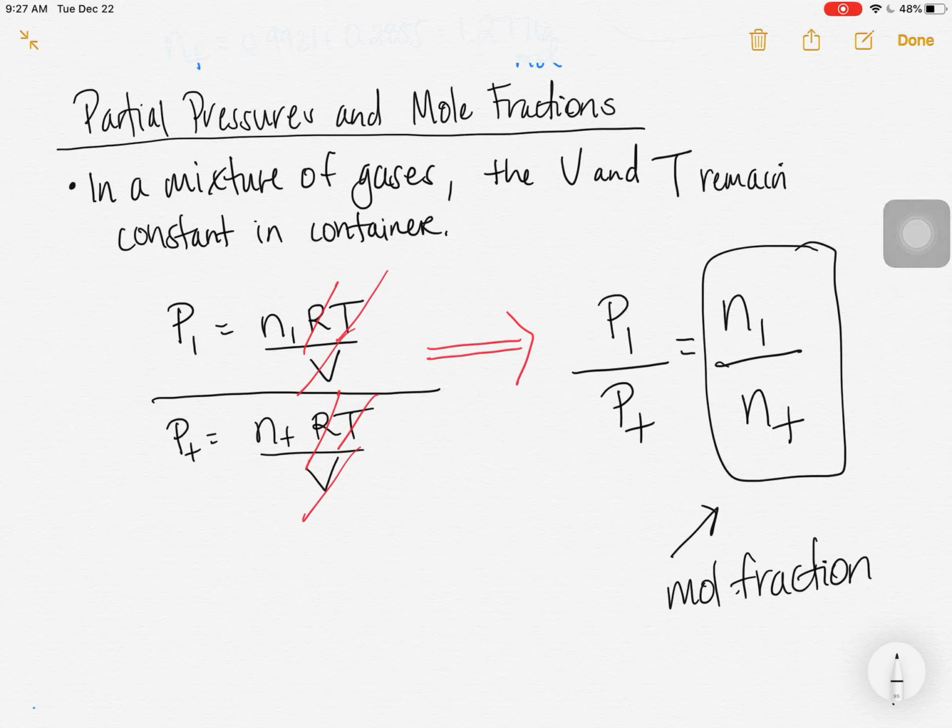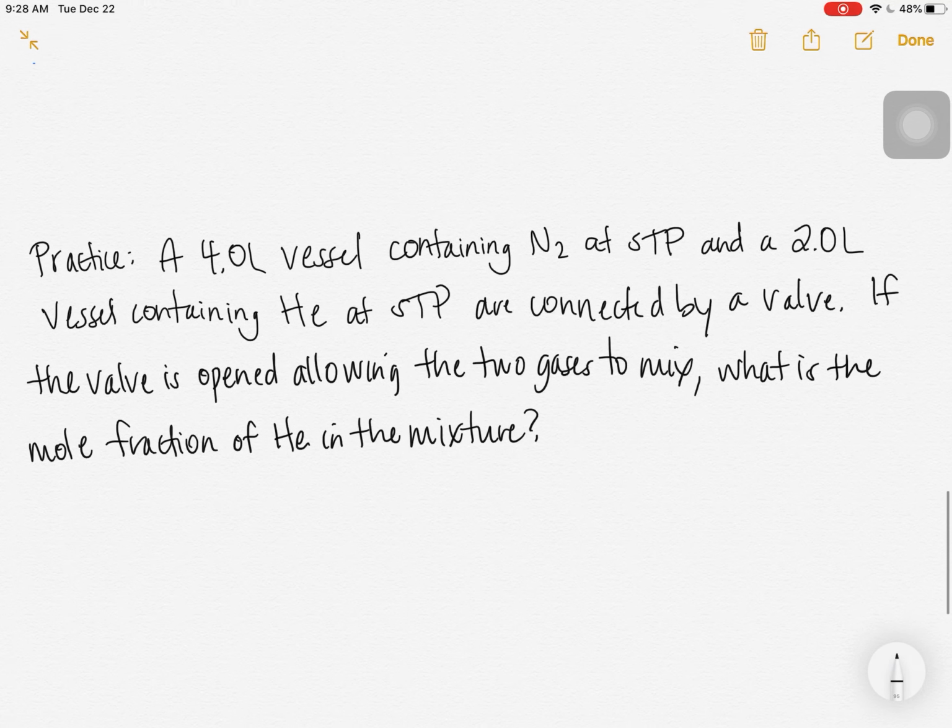If we wanted to know the fraction of students in our class who have blonde hair, well, it would be blonde-haired people over the total people in our class. So this is called a mole fraction. It's not confusing. It's just the moles of one gas over the total.